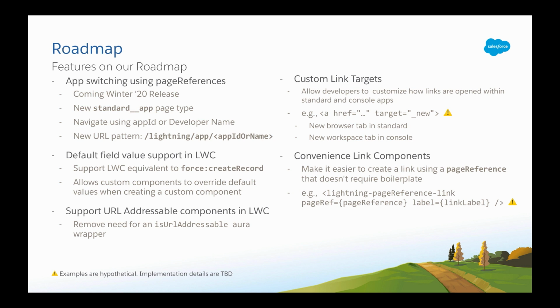Supporting URL addressable components in LWC, as I mentioned before, we want to provide an LWC equivalent to isUrlAddressable. Custom link targets, which is the ability to have different behavior depending on what kind of app you're in. So for instance, we provide a target _new. If you're in console, maybe that'll open up in a workspace tab as opposed to a new browser tab. But if you're in a standard app, that'll open it up in a new browser tab. And finally, convenient link components. Instead of having to do all that boilerplate I mentioned before with the URL, we would like to make it so that you just provide a page reference and a link will then just be generated for you automatically using that page reference.